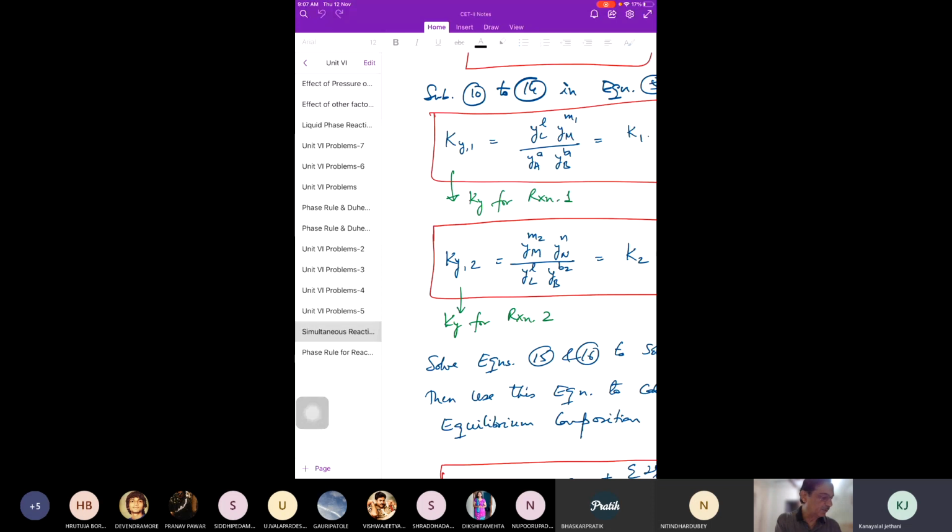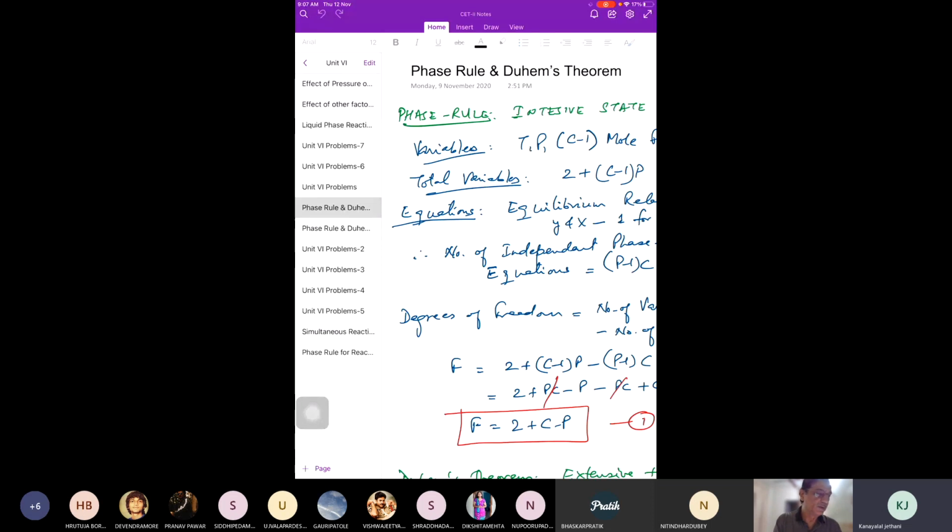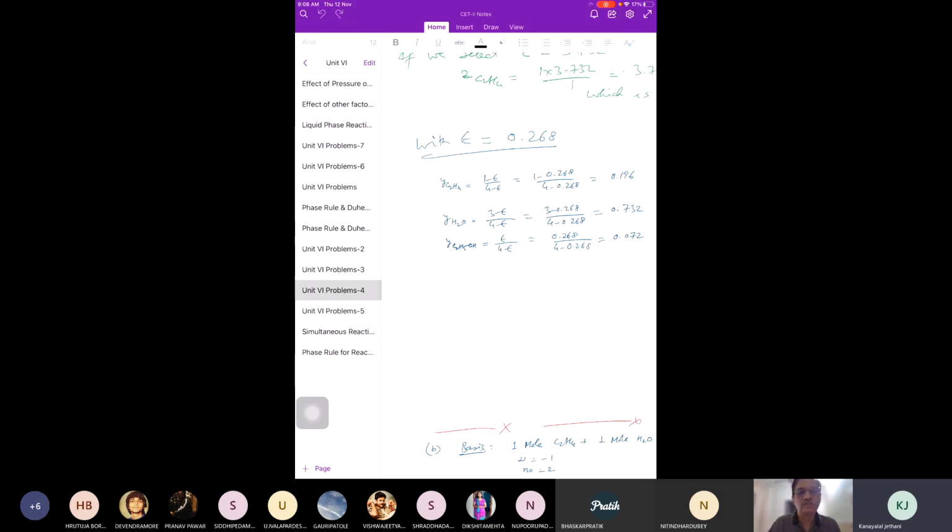Okay, so we'll start a new topic today, which is phase rule. We did phase rule earlier, right? Does anyone remember the phase rule? What is phase rule? P plus F equal to C plus P... F. P plus F equal to C plus 2.